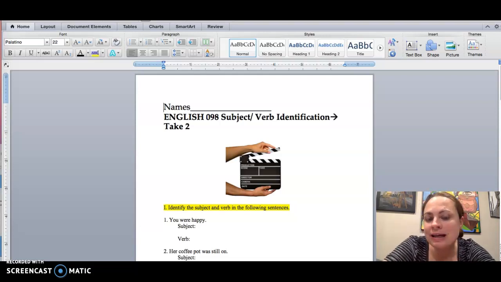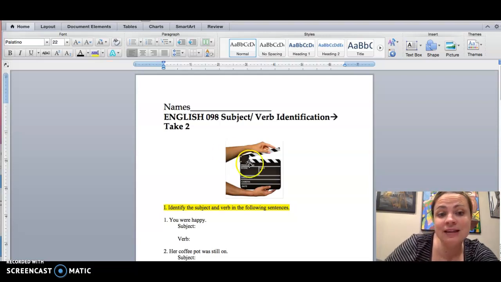So we were talking about how to identify subjects and verbs. Before we move on to subject-verb agreement, it's good to make sure that we understand what a subject and a verb is and how to identify them. So by way of review, a verb is a state of being or an action. And then the subject is whoever is doing that action or being that state of being.